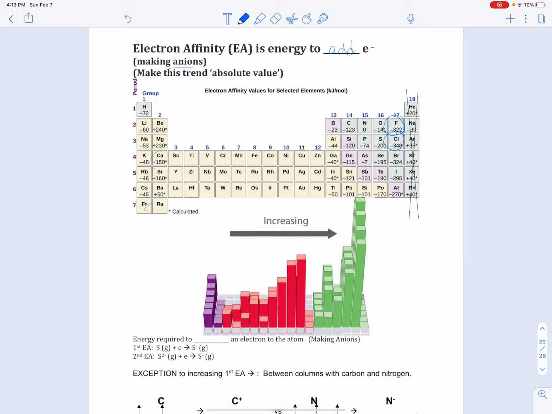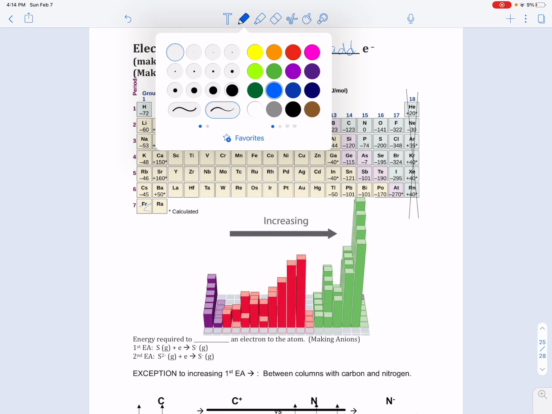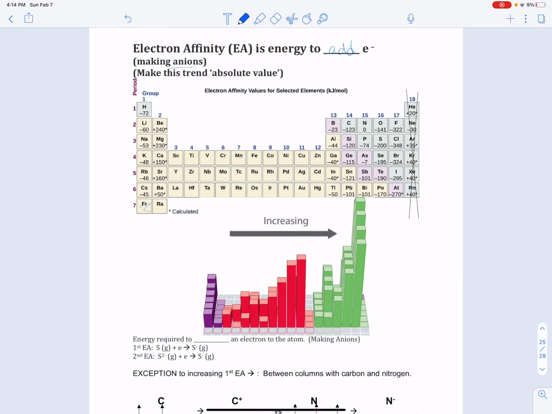Whereas over on this chart, see how these are positive? They are requiring someone else to pay that money just to get them to accept their electrons. So the easiest way to think of this trend is really to just think of these numbers as absolute value numbers, especially on this side over here. It helps a lot of people to think of it that way. And these are kilojoules per mole.